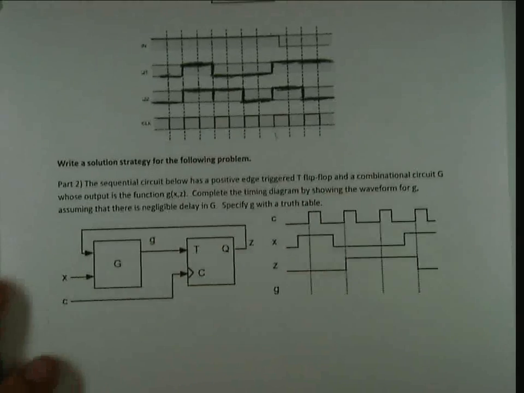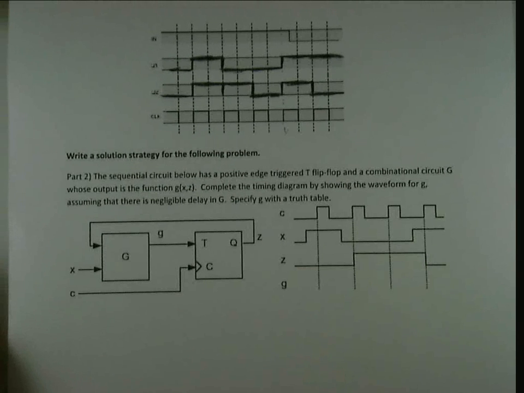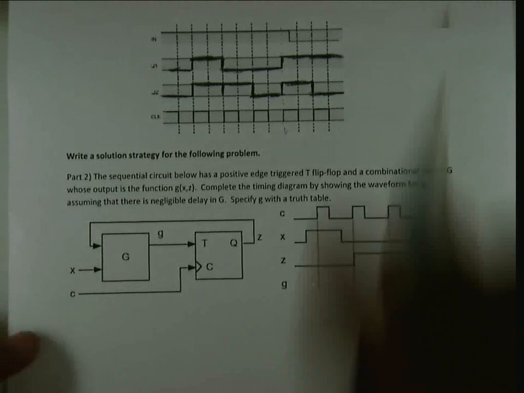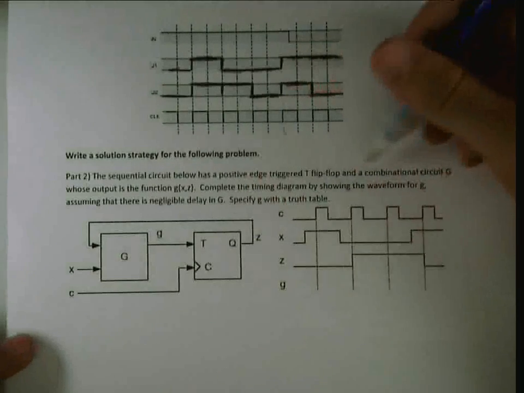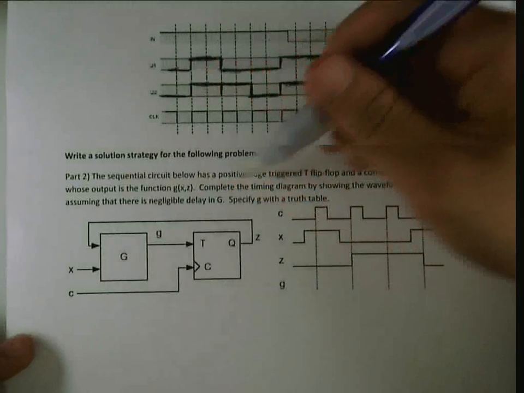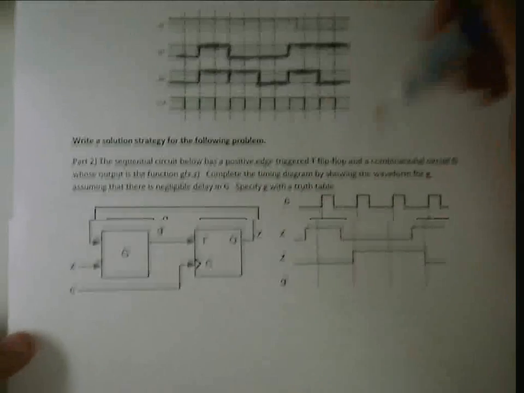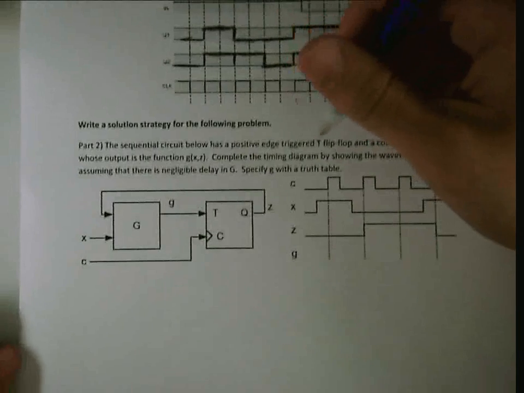So I need to read the problem first. The sequential circuit below has a positive edge trigger T flip-flop, okay, that's important, and a combinational circuit G whose output is the function G of X, Z. Complete the timing diagram by showing the waveform for G, assuming that there is negligible delay in G. Specify G with the truth table.